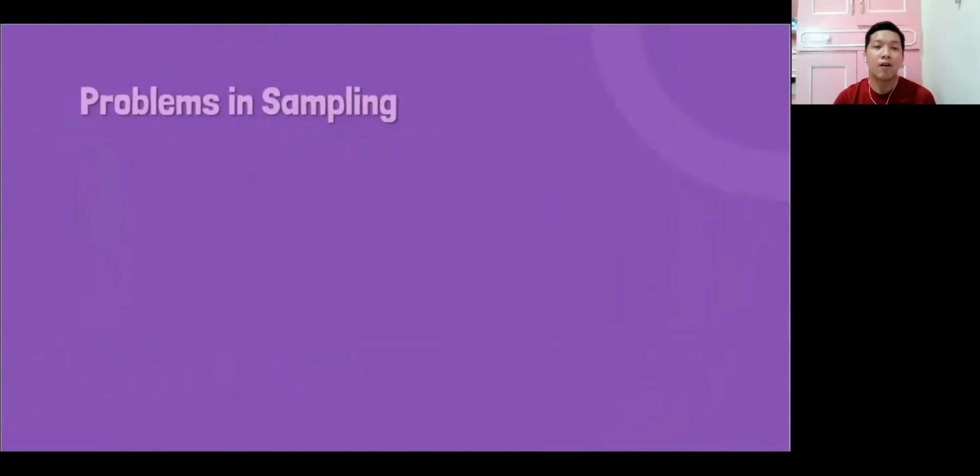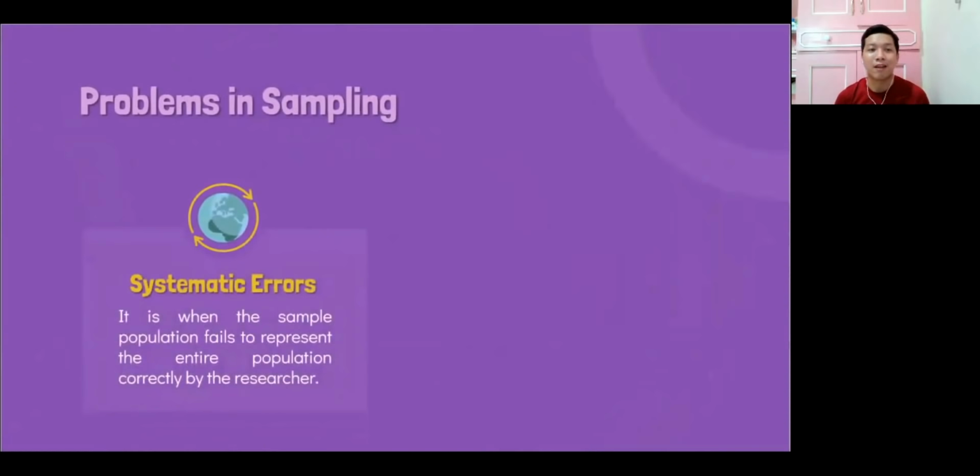Now, here are the problems in sampling. First, we have the systematic errors. When we say systematic errors, it is when the sample population fails to represent the entire population correctly. For instance, in a study of the TV series preferences of Filipino senior high school students, if the students chosen for the study are mostly from Luzon and only a handful are chosen from Visayas and Mindanao, then there is an overrepresentation of participants from Luzon. Now, this constitutes a systematic error in sampling.